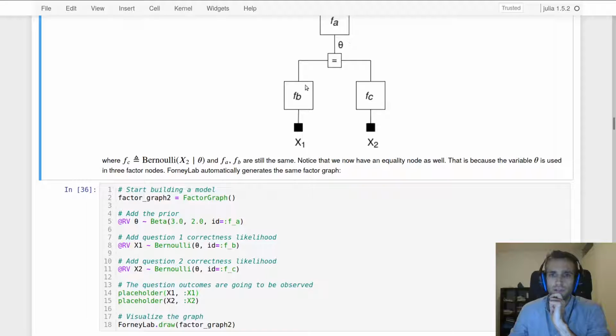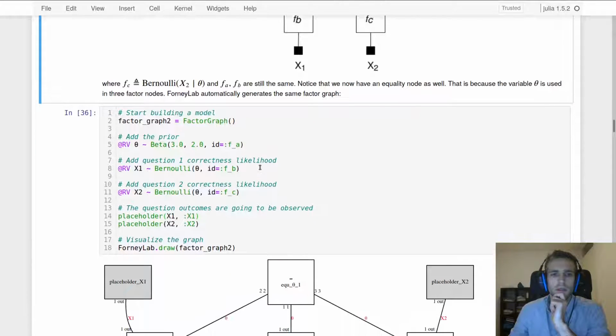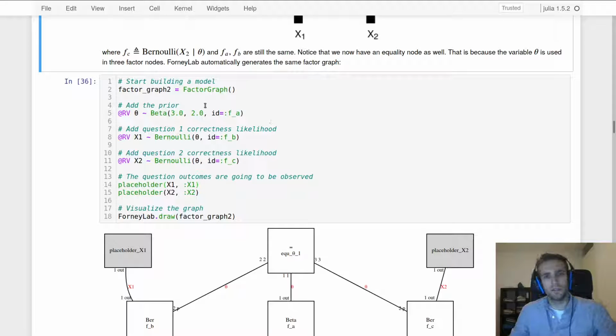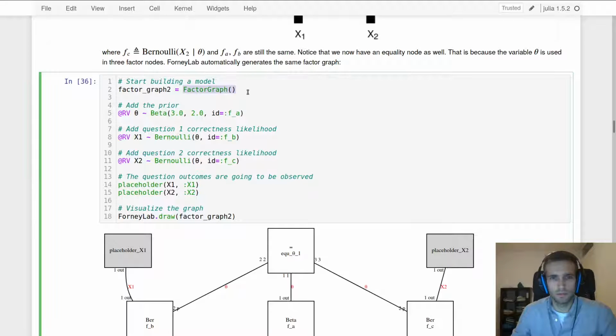So Fa and Fb are still exactly the same. Fc is also a Bernoulli, but then of the second outcome variable, and it has the same rate parameter theta. If you now encode that into a graph, we start a new graph. We say that theta follows a beta distribution. We've now used a different prior parameterization, so it's no longer an uninformative prior, but the company assumes that you must have some skill level if you decide to apply for this position, which is encapsulated by these 2 prior parameters.